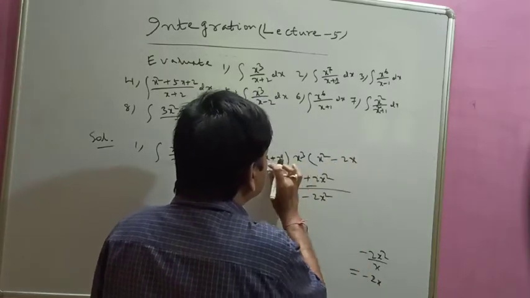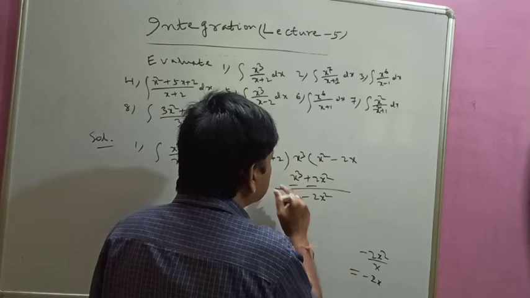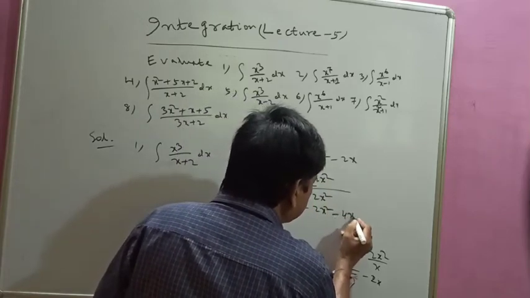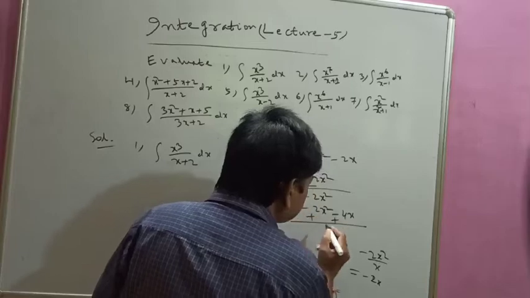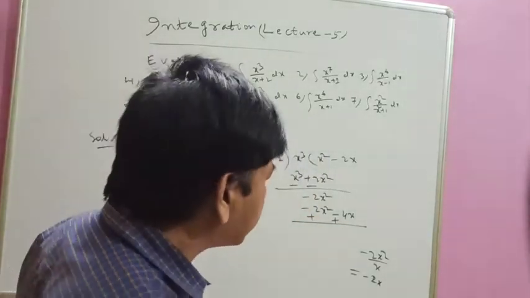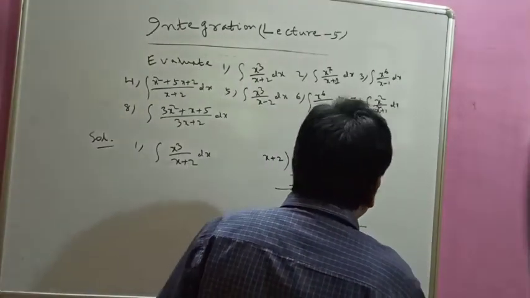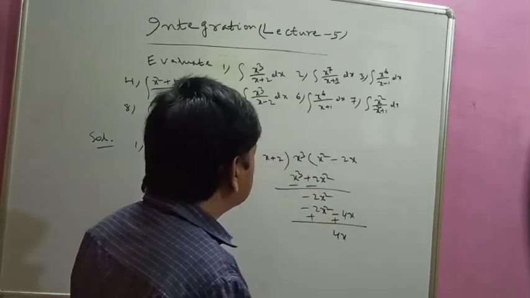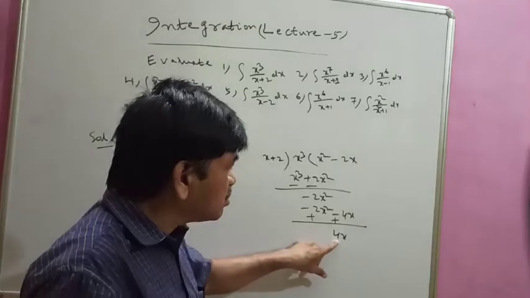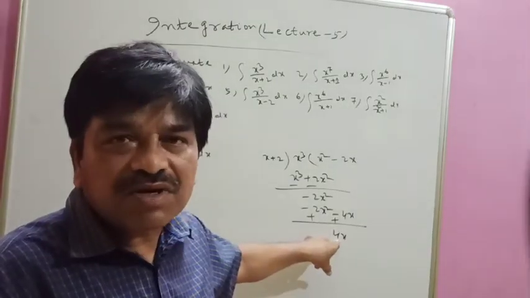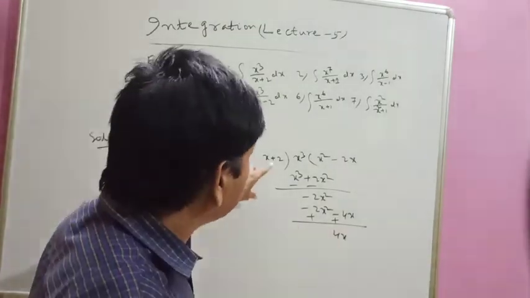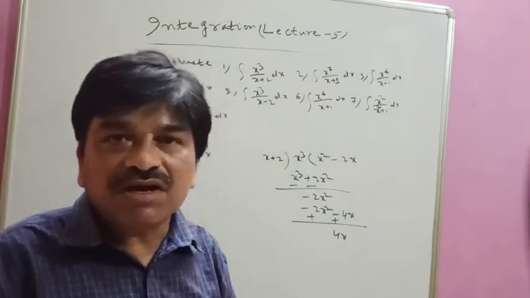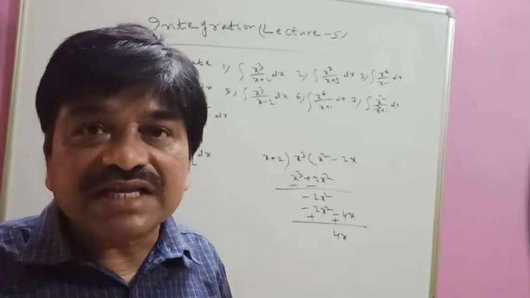This minus 2x is multiplied to all of this. So minus 2x into x, that is minus 2x square. Minus 2x into 2, that is minus 4x. So now subtract this. Now if you subtract this, it becomes 4x, and this gets cancelled. So now see what is the degree of remainder. The degree of remainder is 1 because 4x means x to the power 1. But here the degree of divisor is also 1. But we will continue the division till the degree of remainder is less than the degree of divisor.